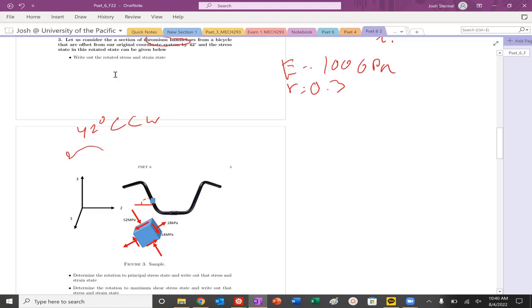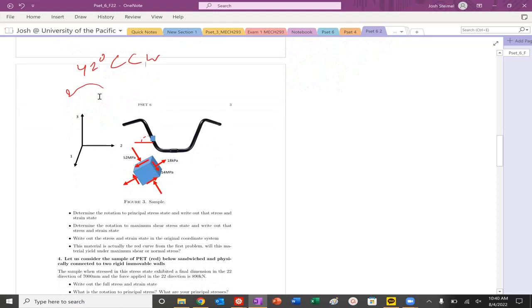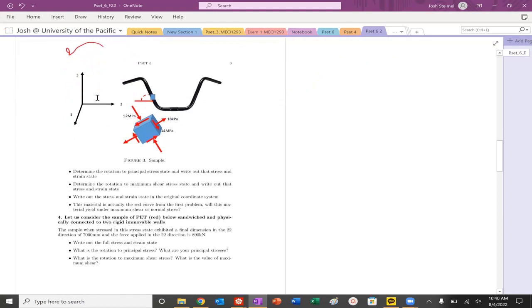Okay, so in this stress state, we need to write out the rotated stress and strain state, determine the rotated principal stress and write out the stress state, determine the rotated maximum shear stress state and write that out, and write out the stress state in the original coordinate system. And the material, again, can't get away from that red curve. So will this material yield under maximum normal or shear stress? So lots of questions we're being asked to consider here. So let's just take it step by step.